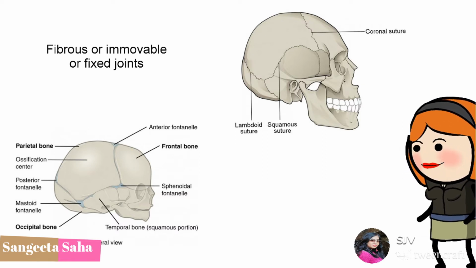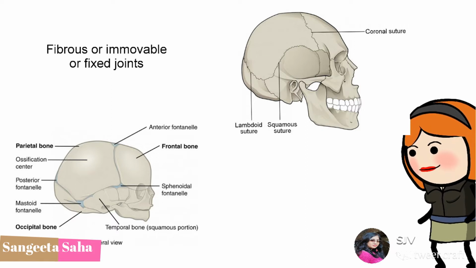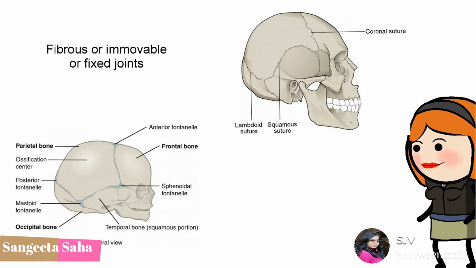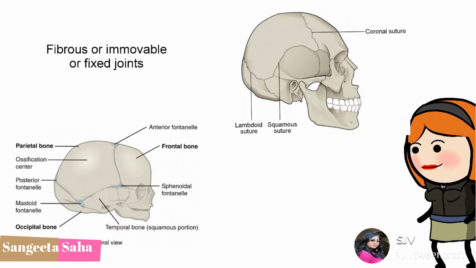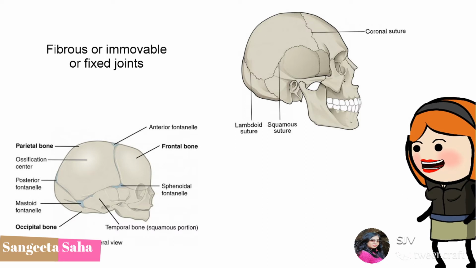The examples include sutures of the flat skull bones, that is the coronal suture between the frontal and the parietal bones. Next is the sagittal suture uniting two parietal bones. Lambdoid suture uniting both parietal and occipital bones. Also, peg and socket joints, that is the articulation of roots of teeth with the sockets of jaw bones, is an example of immovable joints.